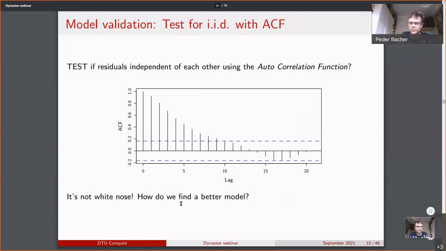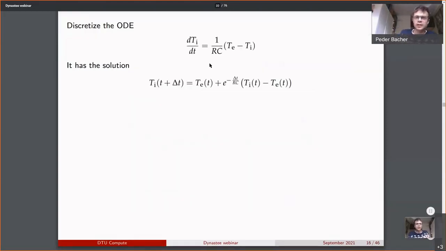Then we ask ourselves, what can we do? Okay, let's think about it from physics. Now we actually know the system is working like this. So what if we solve this in time? Yes, then we have this solution that the internal temperature will evolve in time.